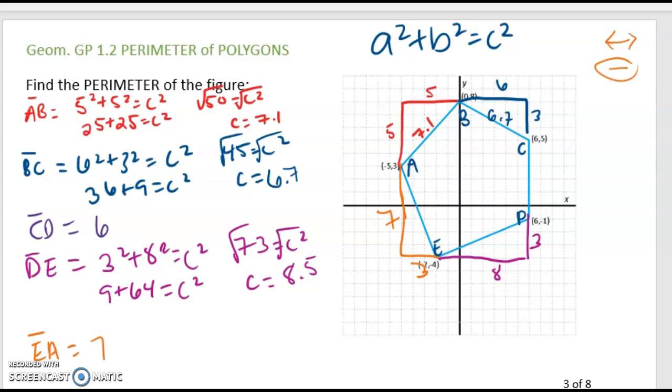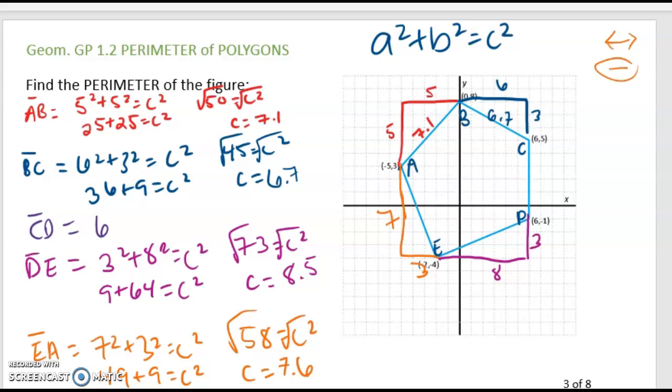So then we have 7 squared plus 3 squared equals C squared. 49 plus 9 equals C squared. That's going to be 58 equals C squared. Square root both. C equals 7.6. Okay, and for the perimeter, ask yourself, how do I calculate a perimeter? Should be a fairly common answer. You add up all of the side lengths.